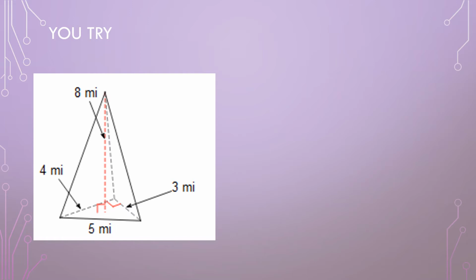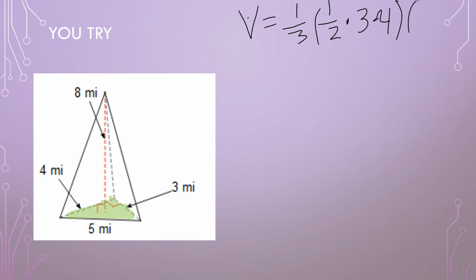So for this one, the base is a triangle, so the area of a triangle is 1/2 base times height. So we're going to have volume equals 1/3 times the area of the triangle, which is 1/2 times 3 times 4, base times height. And then we have the height of the figure itself, which is 8. Plug that all into your calculator and you would get 16 miles cubed.